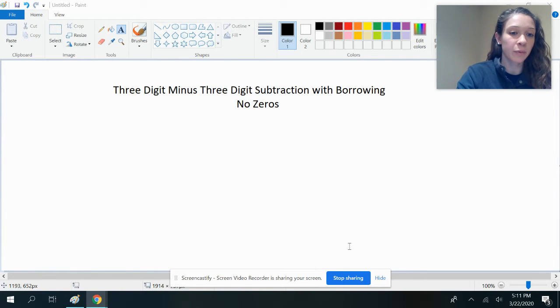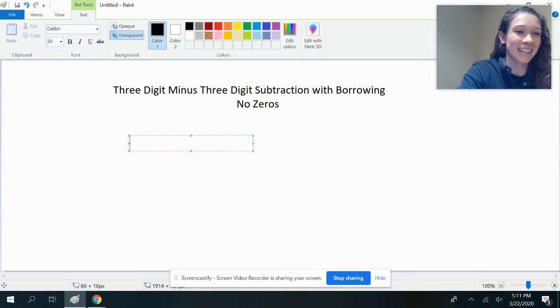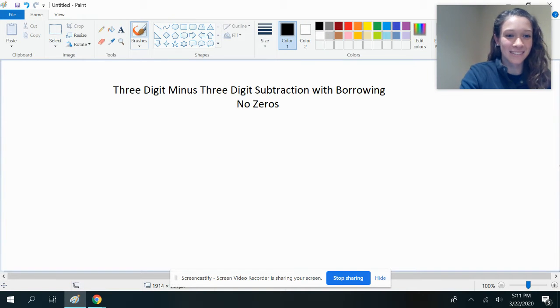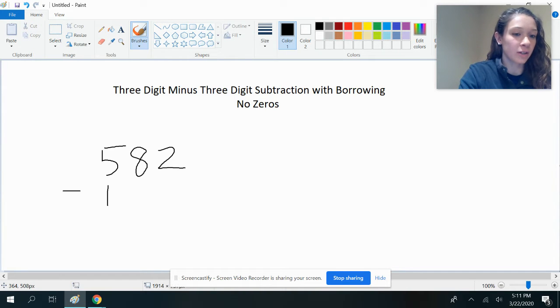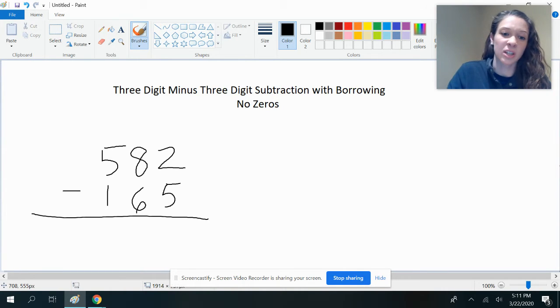So our first example is going to be 582 minus 165. Notice how I lined up my place values. We have a 3-digit number minus a 3-digit number. So we're always going to start with the ones place.